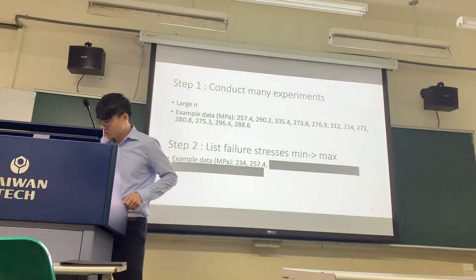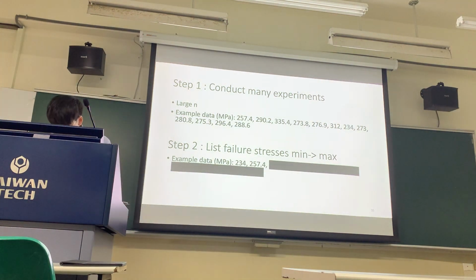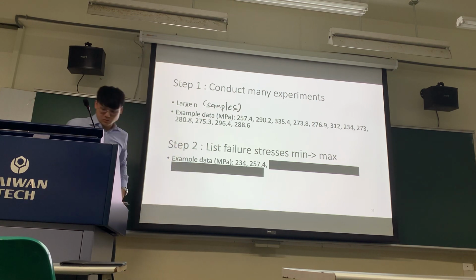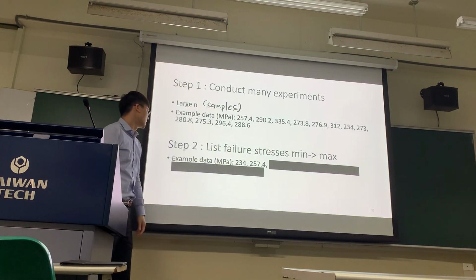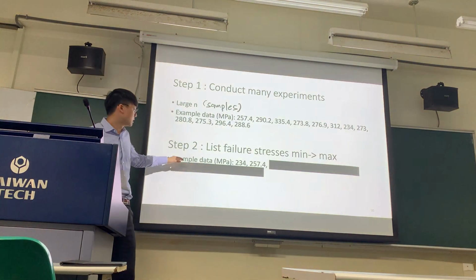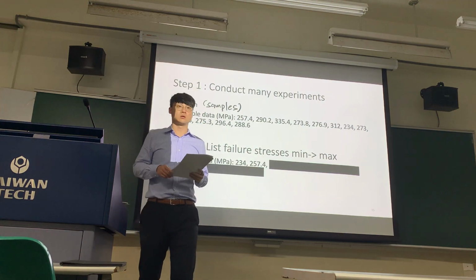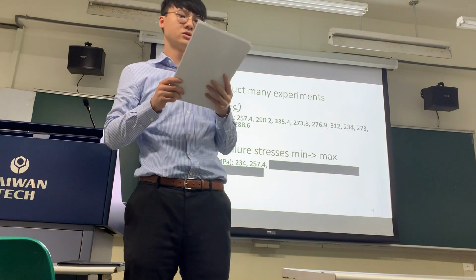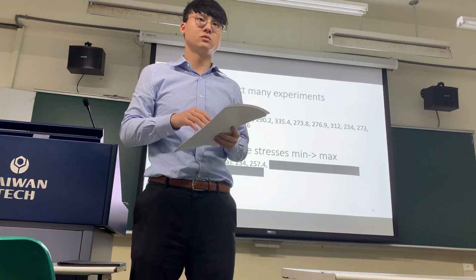So 12. Now here you come. So you need a large N. Large N means large samples. The example data I gave you is over here. What right now you're supposed to do is step 2: list or fill the stress from minimum to maximum. For example, I give you the first two numbers, the lowest 234 and 257.4, and then please do your work right now, not homework. Start labeling from the smallest to the maximum. Find from the smallest to the biggest.